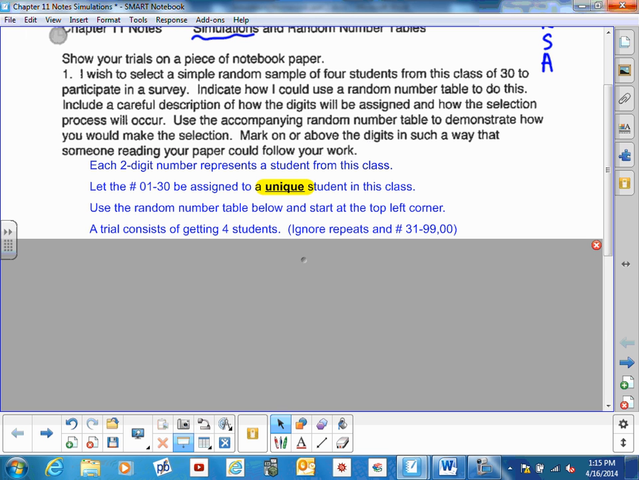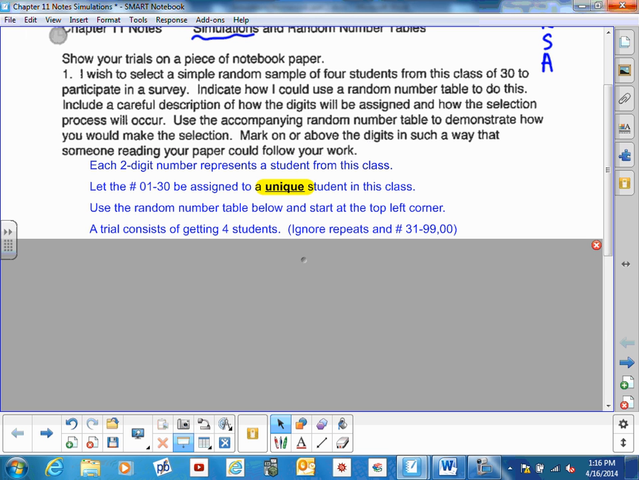Like Tyson was wondering, what should we do with the numbers 31 to 99? If we come across those, those don't represent a student, so we'll cross them out. We will ignore them. So that's what also goes on this line. A trial consists of getting 4 students, and when you go through a trial, ignore any repeats and ignore the numbers that don't count as a person.